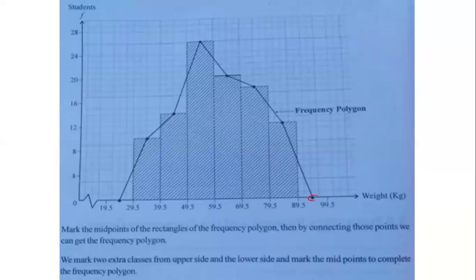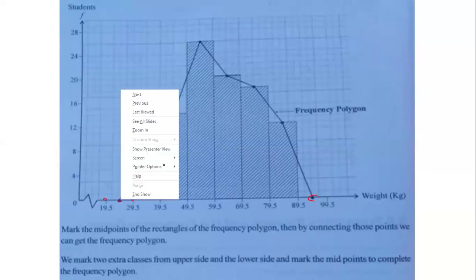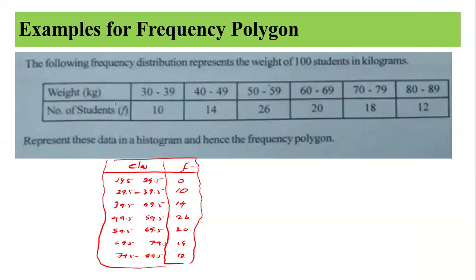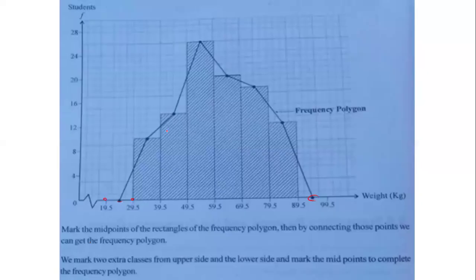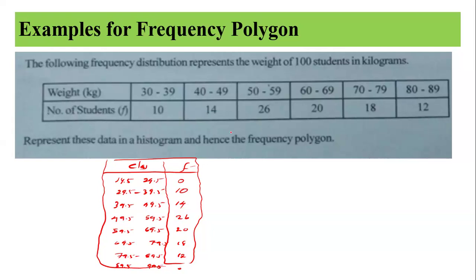Please give your attention when drawing this one. This may be useful. 19.5 to 29.5, the value is 0. We intersect this x-axis also. And the last one, we have another, 89.5 to 99.5 also. Yes, the last one, this point. Okay.